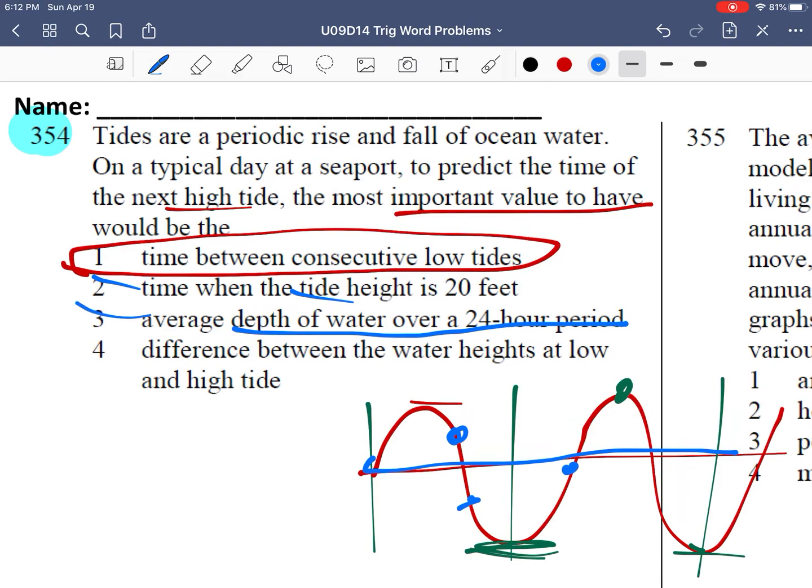And then the last one, so that's 2 that don't make sense. Number 4, the difference between the water heights at low and high tide. Well, if I knew what the low and high tides were, so let's say the high tide was 20 and the low tide was 10, I would only know that that's a difference of 10, but it doesn't help me figure out where to find those times. Like, I don't know when this was 20 or when this was 10. I just know that they were 20 and 10. So the only one that lets me move left and right would be the time between low tides.